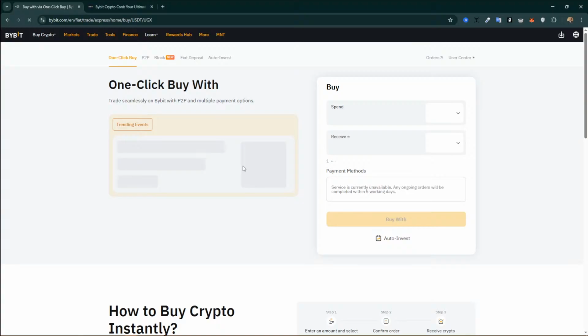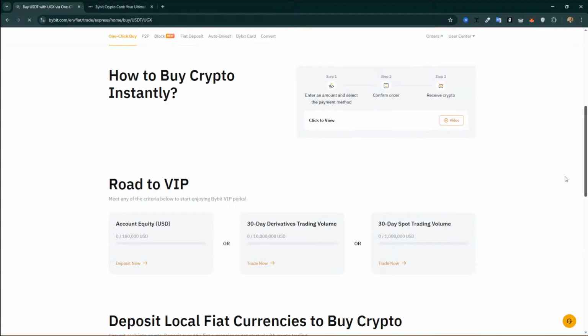So one-click buy is like an auto invest tool which you simply set and it will automatically buy for you. But now it seems like it's on hold for some reason. So you set it once, enter the amount you want to buy, confirm the order, and after a certain period of time, it automatically buys more for you. Hope I've explained it well.